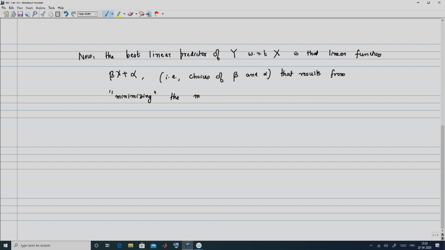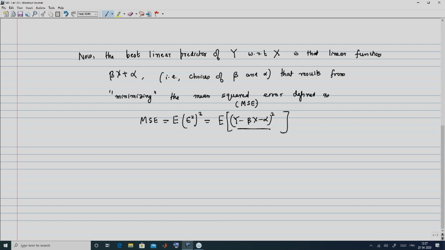the mean squared error, defined as follows. Remember the error was epsilon, which was the same as y minus beta x minus alpha. So we take the square of that, and since this is a random variable, we will essentially take the expectation of this, and that is going to be the expectation of epsilon squared, and this is what we call the mean squared error. I will just abbreviate this as MSE.